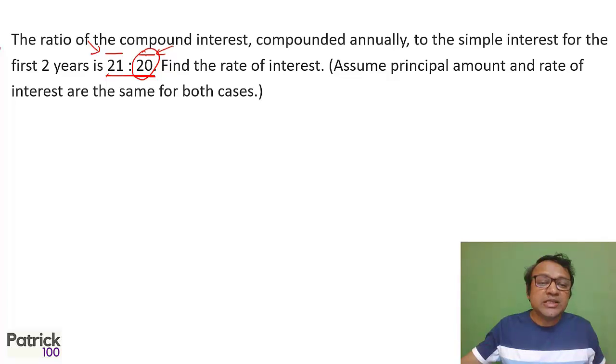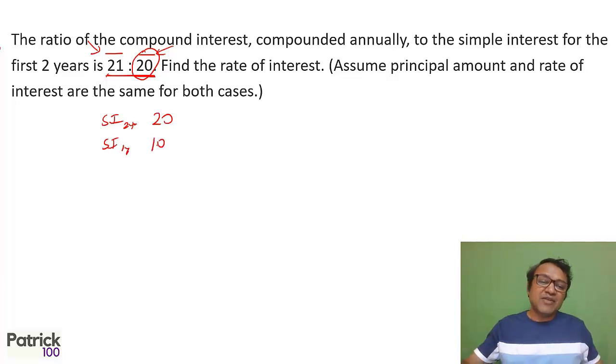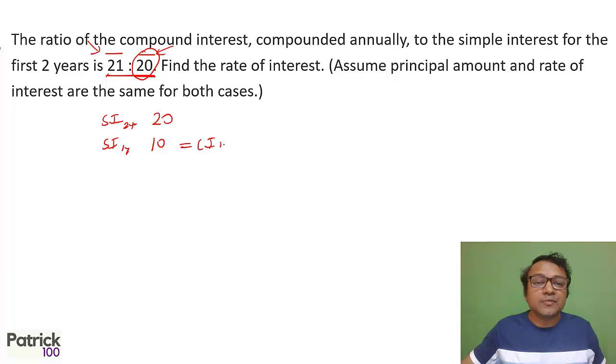Which means if 20 rupees is the simple interest for 2 years, that means simple interest for 1 year will be 10 rupees, right? Because every year the simple interest is the same. Now remember, simple interest for 1 year is the same as compound interest for 1 year. If simple interest for 1 year is the same as compound interest for 1 year, that means compound interest for 1 year is 10. Compound interest for the second year would be 21 minus 10, which is 11 rupees.